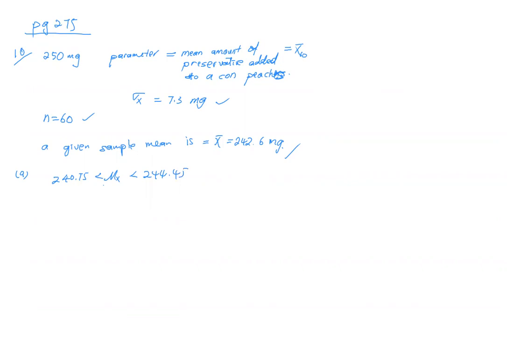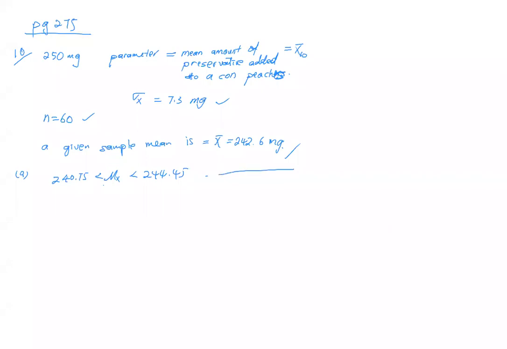Now we are supposed to write in words. We are 95% confident that the true population mean amount of preservative added to a can of peaches can go as low as 240.7, and this one you have to round up, to 240.6. And this one you have to round down.